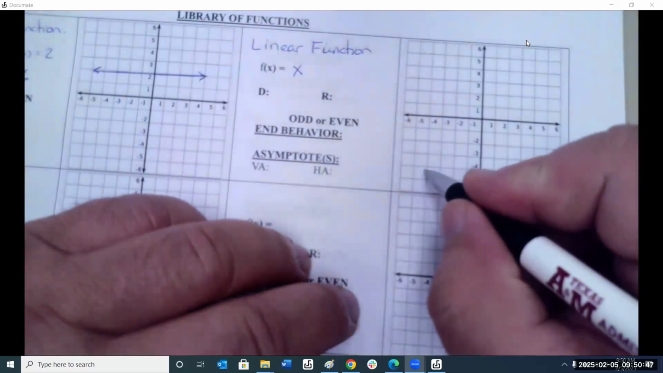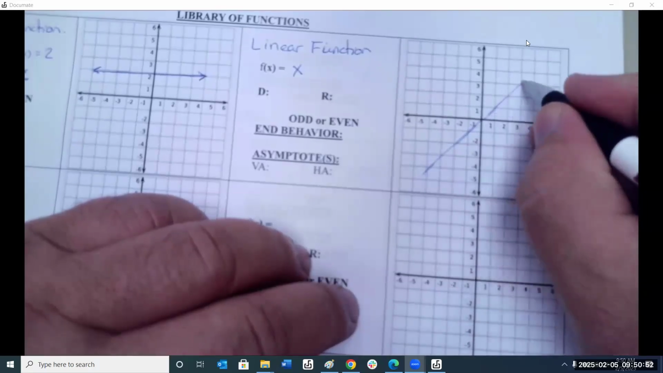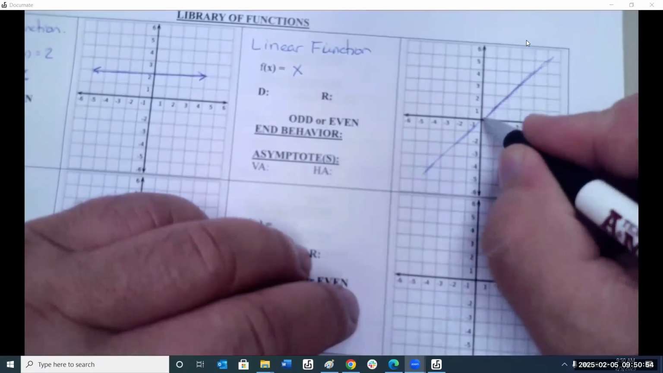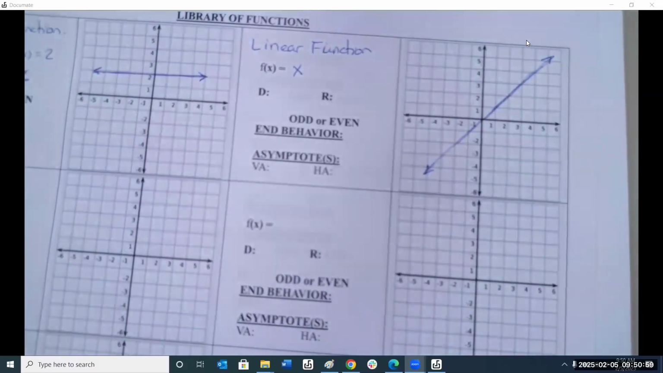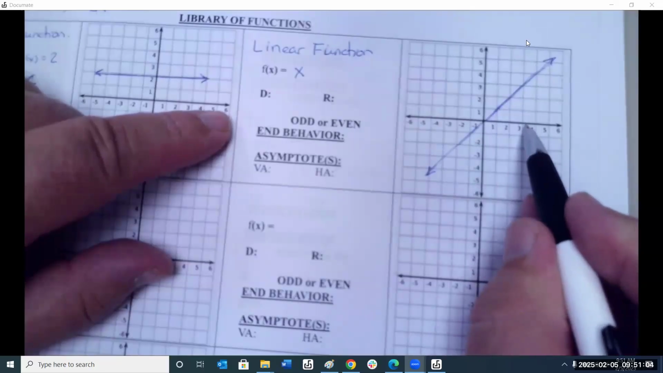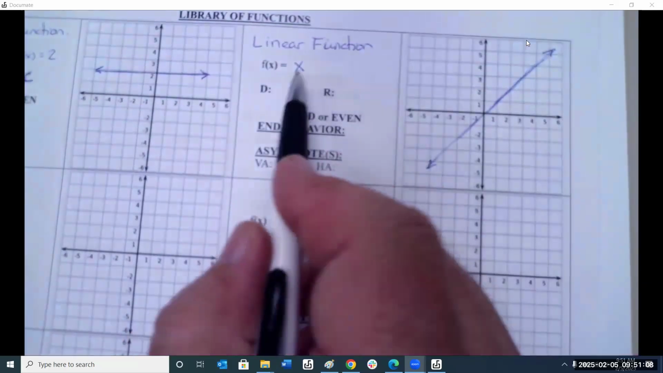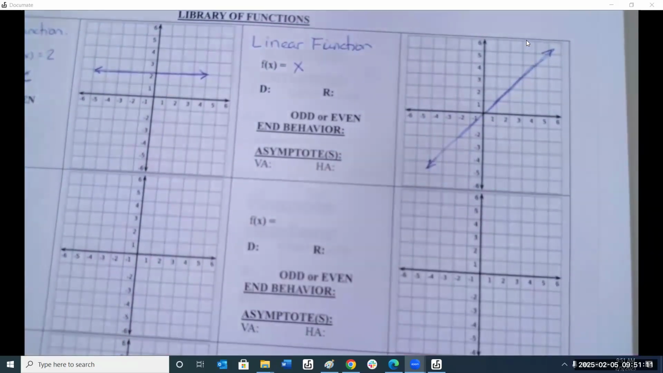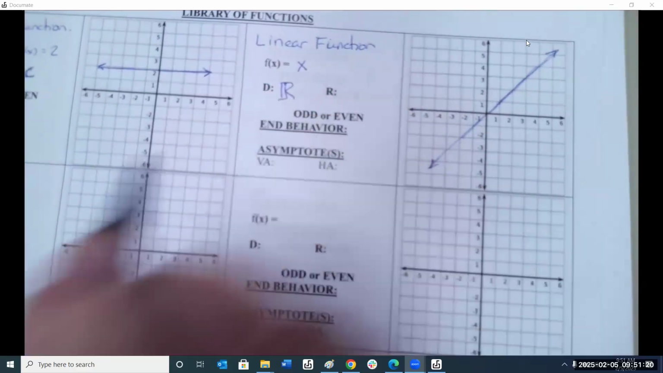This graph looks like this. Because when x is 1, y is 1. When x is 3, y is 3. When x is -2, y is -2. That's what that one tells us. What's the domain? Negative infinity to positive infinity, all real numbers.